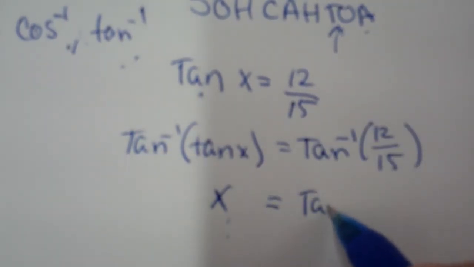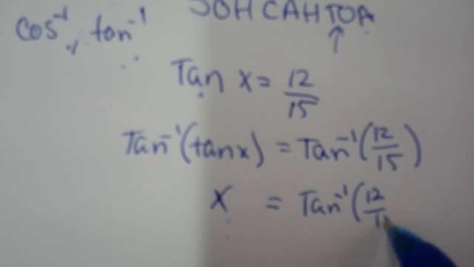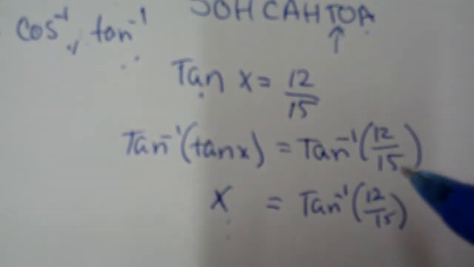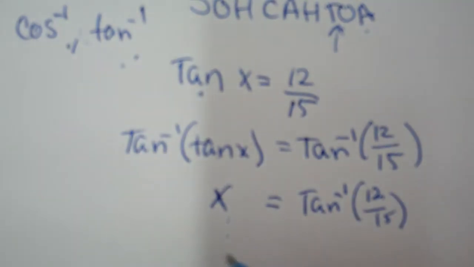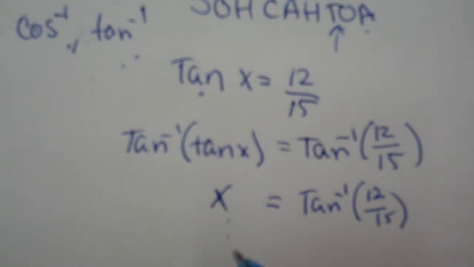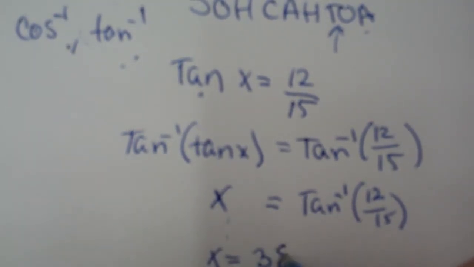And on this side, we just have the inverse tangent of 12 over 15, which we can then type into the calculator by pressing the second button and the tangent. So if I type this into my calculator, what will I get? I will get the inverse tangent of 12 divided by 15, and it gives me 38.6598, and it keeps on going.